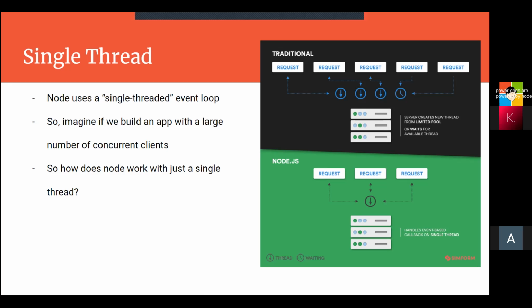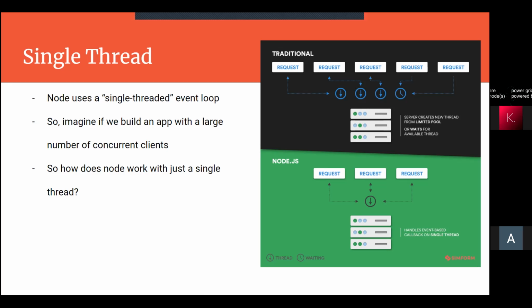And the only way you could improve this is either you wait for a new thread to open, or you have to add more threads, which would require more hardware. However, Node uses a single thread in order to complete all of the requests. You can imagine it as if we build an app with a large number of concurrent clients, eventually all of the threads will be busy and the clients would need to wait a long time either for threads to be available or for new hardware to be added.